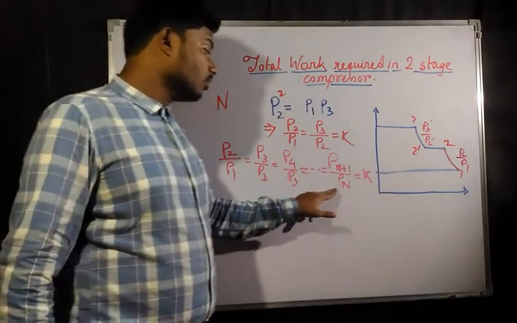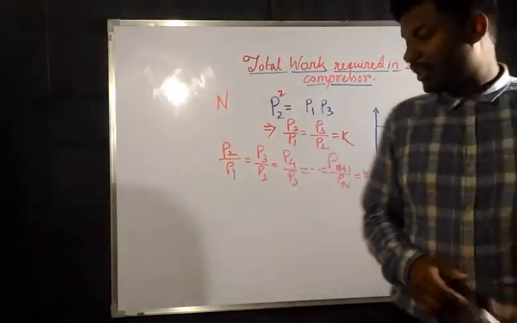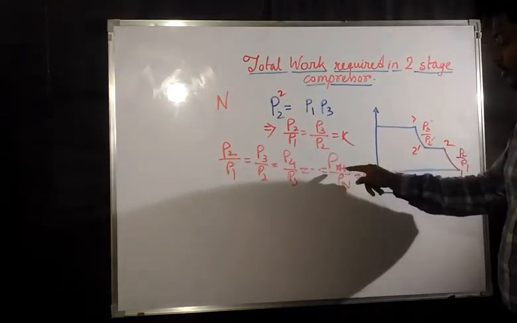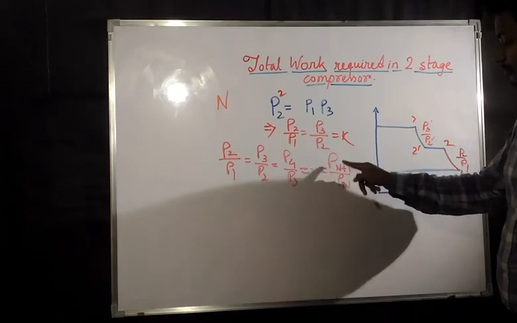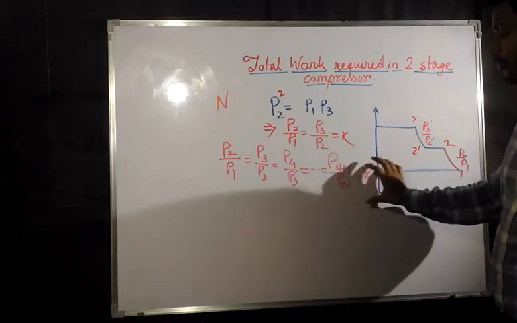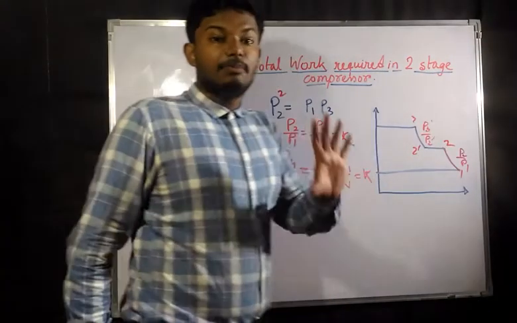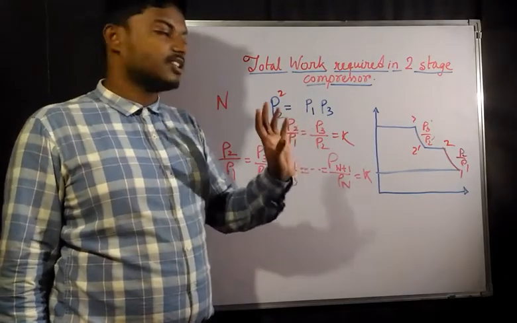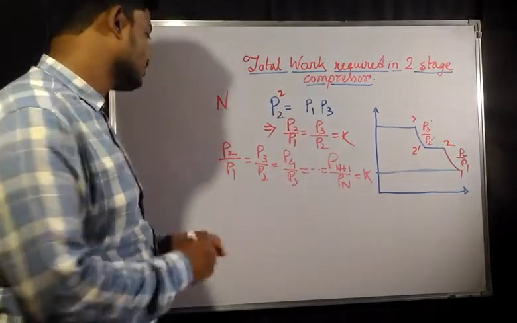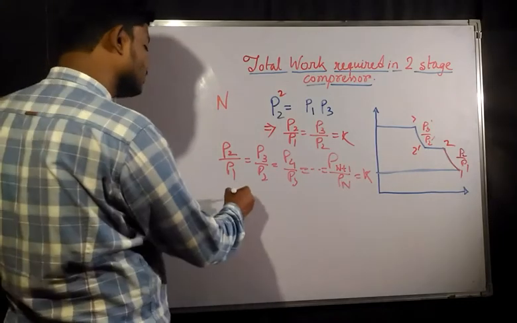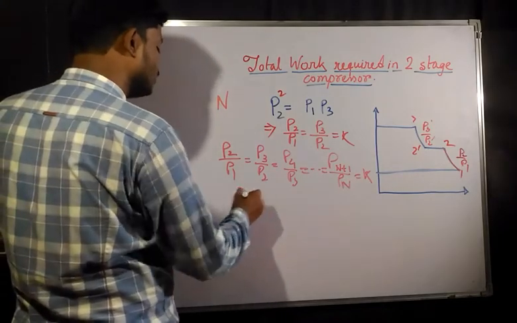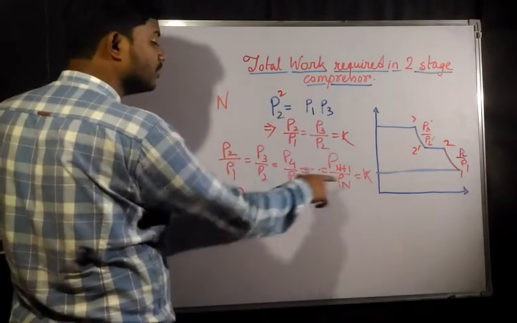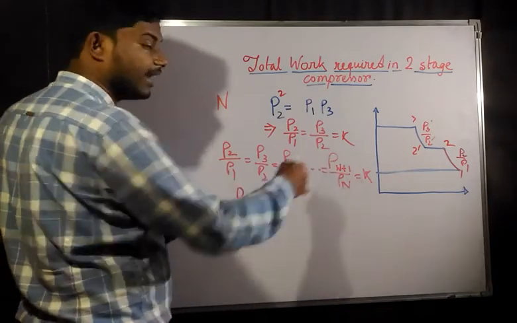If you want to go for n stages, then P to the power n plus 1 by P to the power n must be equal to K. That means the pressure ratio at each and every stage must be the same. From this you can find that P2 is equal to K into P1, because P2 by P1 is equal to K.